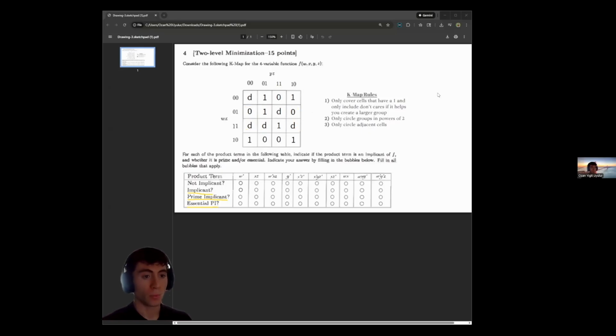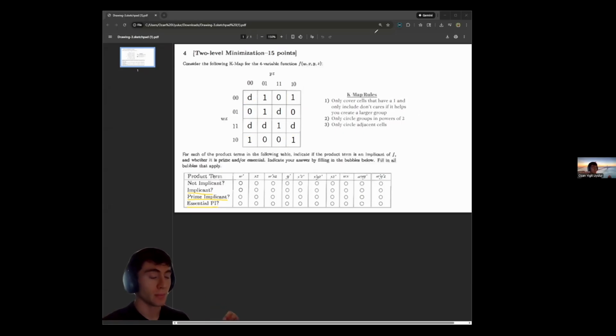Number three, we can only circle adjacent cells. So we can't circle cells in like an L shape or any other shape that's not adjacent. And we also have the rule of fluid boundaries. So basically the top and bottom rows are adjacent, the left and right columns are adjacent, and the four corners are also adjacent. So another valid group on this K-map would be the four corners because they only include ones and a don't care, which makes this group valid.